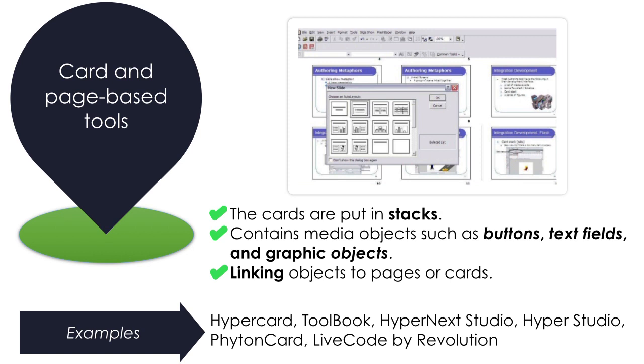The card and page-based tools can be illustrated as a stack of cards. Each of the pages or cards may contain media objects such as buttons, text fields, and also graphic objects. This kind of tool provides the facility for linking the objects to pages or cards, or from one page to another page. Examples of software that use the concept of card and page-based tools are HyperCard, Toolbook, HyperNext Studio, HyperStudio, Python Card, and Revolution.